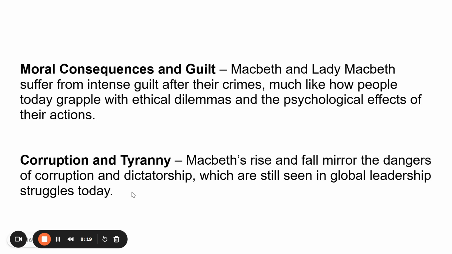Moral consequences and guilt. Macbeth and Lady Macbeth suffer from intense guilt after their crimes, much like how people today grapple with ethical dilemmas and the psychological effects of their actions. Corruption and tyranny. Macbeth's rise and fall mirror the dangers of corruption and dictatorship, which are still seen in global leadership struggles today.